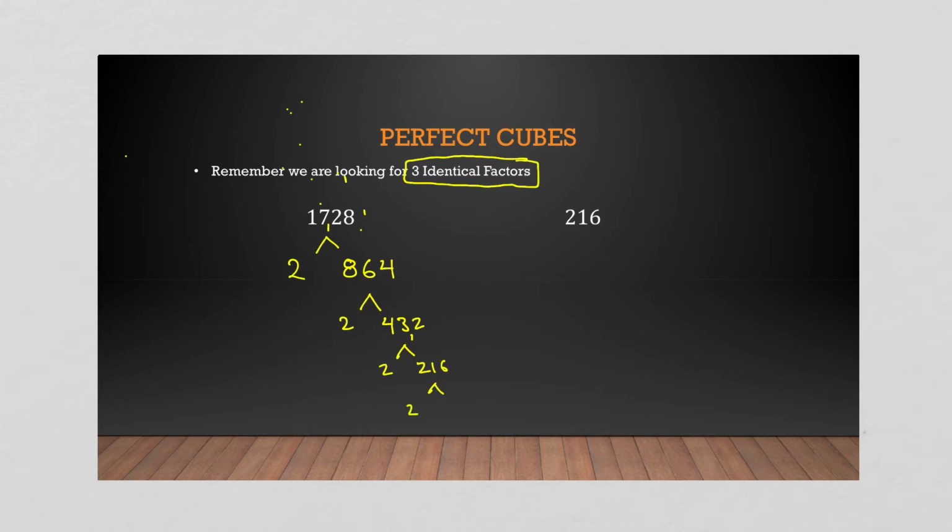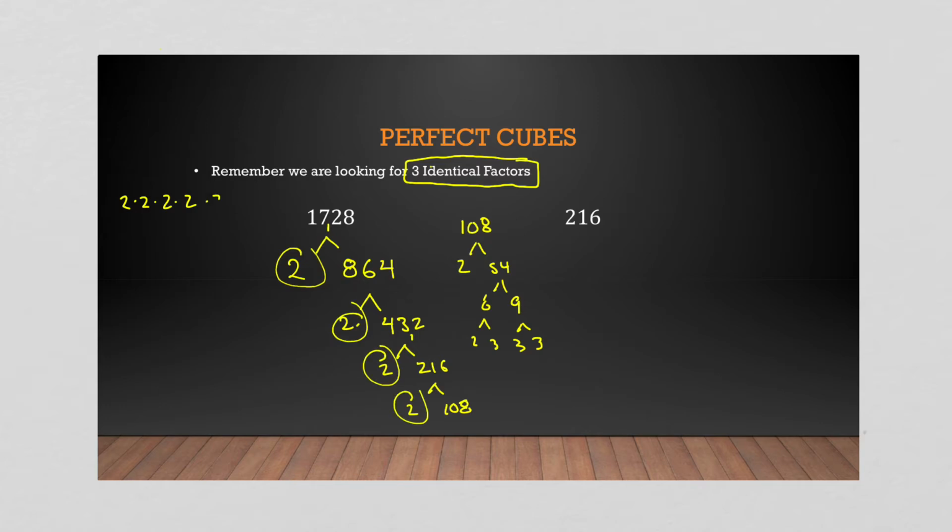I can keep dividing by 2 on the 108. I'm continuing my factor tree, but I'm just going to put the 108 up here, and make a bit more room. I get 2 times 54, which is then 6 times 9, not 5. 6 times 9, which is 2 times 3 and 3 times 3. So what factors do I have? I have 2 times 2 times 2 times 2, so 1, 2, 3, 4, times 2, 5, 6, and then 1, 2, 3 threes.